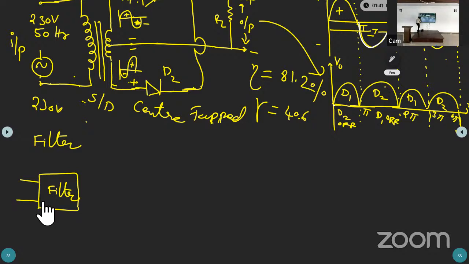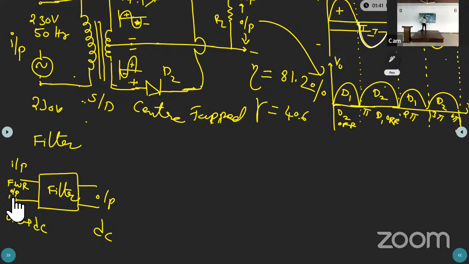Many types are there. So here we are connecting the FWR output as an input. Okay, actually this is the input. So which input we are applying? The full wave rectifier output we are connecting to the filter, and the filter gives the pure output. So in this we are connecting AC plus DC as an input, but the output we are getting is pure DC. Okay, here we are getting the output.